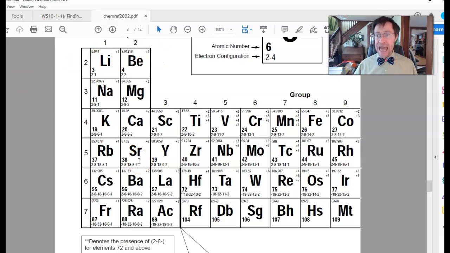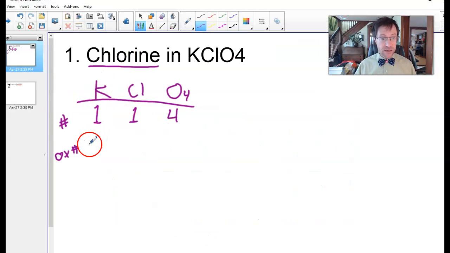So potassium is right here, right? You guys see potassium right here? It's got a charge of +1. Sweet. So coming over here, my potassium is a +1. Now the chlorine is the one in question. So we're going to use the mathematical symbol for I don't know, but I'm going to find out in a few minutes.